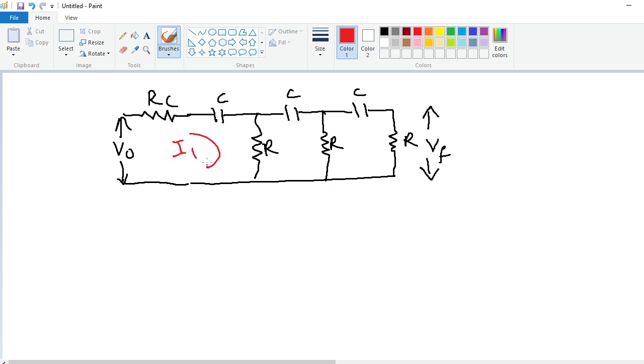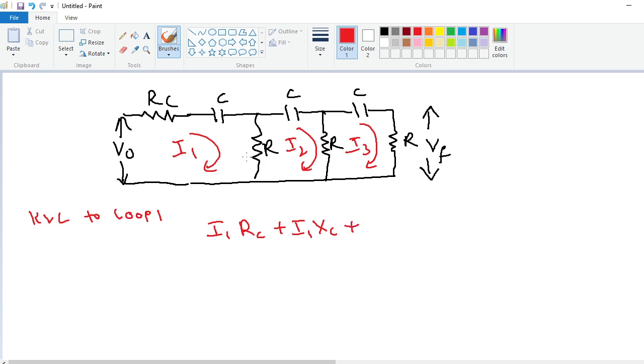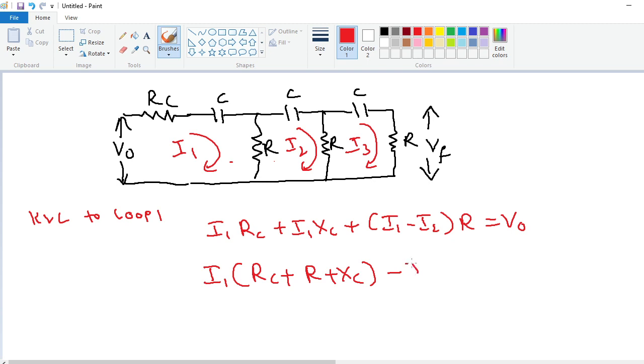Now I1 current flows in this loop, I2 current flows in this loop, and I3 current flows in this loop. So applying KVL to loop 1: I1 into RC plus I1 into XC, plus I1 and I2 currents flow through this resistor, therefore (I1 minus I2) into R is equal to V0. By simplifying this equation, taking I1 common: I1 into (RC plus R plus XC) minus I2 into R is equal to V0. So this is equation number 1.